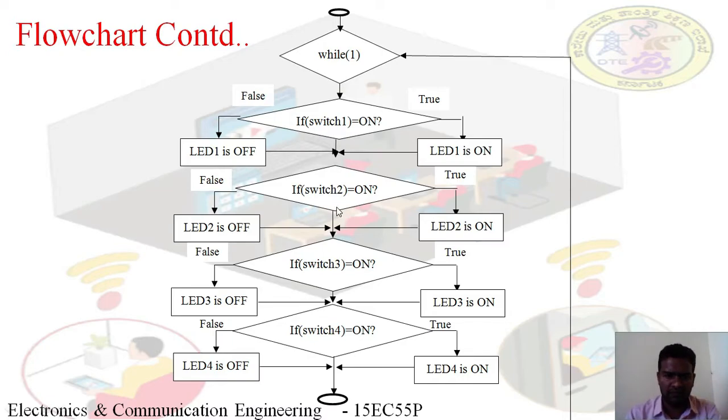In the same way, if switch 2 is on, LED 2 will get on and it will go to the next switch checking condition, that is switch 3. In the same way, if that condition is false, that is, switch 2 is off, not closed, it is open, then the LED is off.